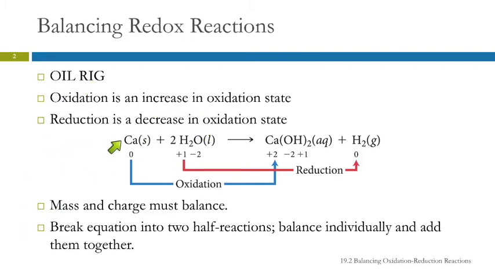When we balance a redox reaction, the masses have to balance in terms of we need the same number of atoms of each element, but we also have to make sure that the charge balances. And so in order to do this, we're going to break the equation into two, what we call half reactions, two halves. We're going to balance each half reaction separately and then add them back together. And this is the best way to make sure that the charges come out how they should.